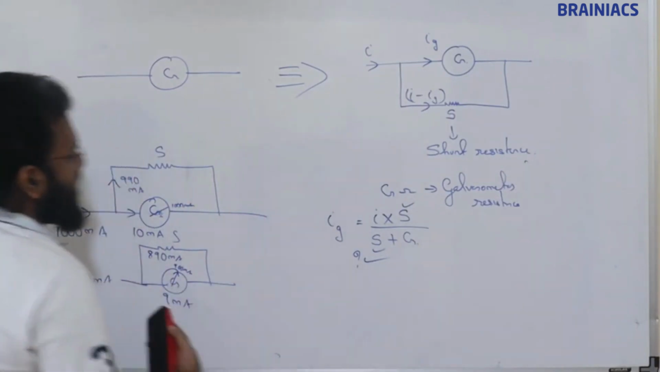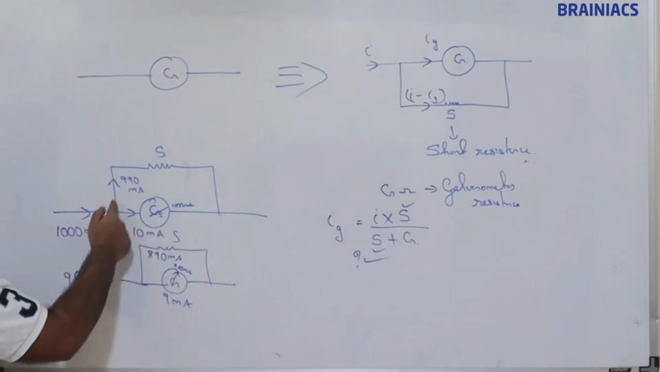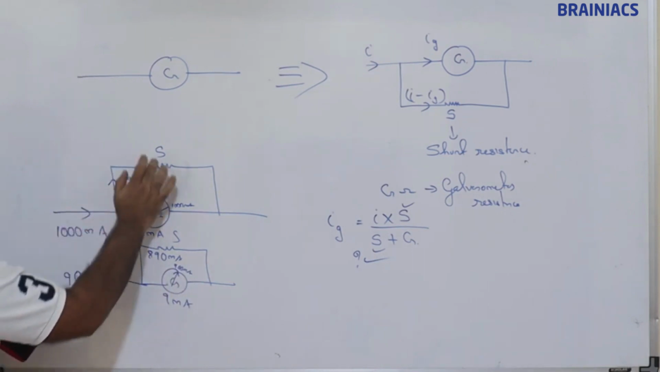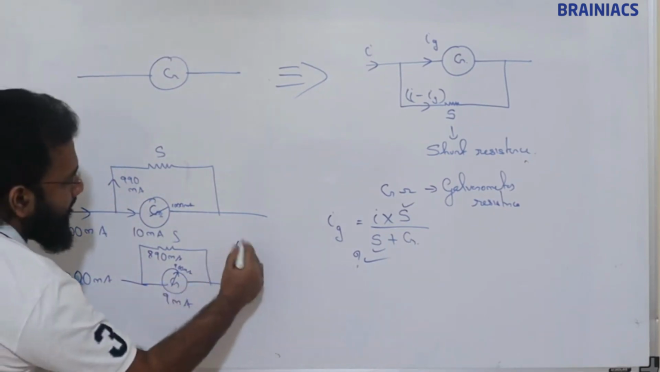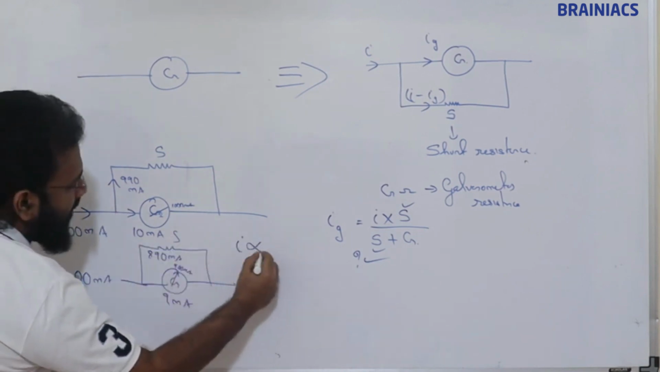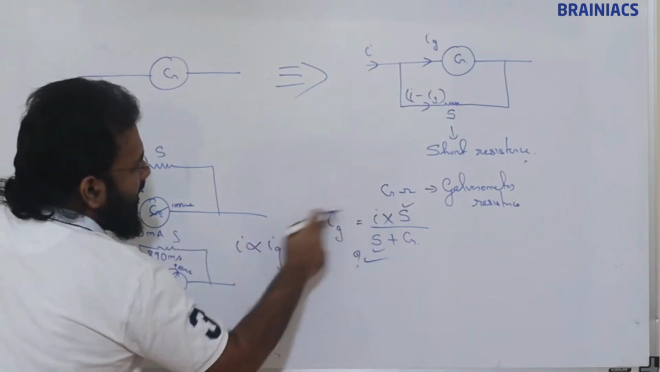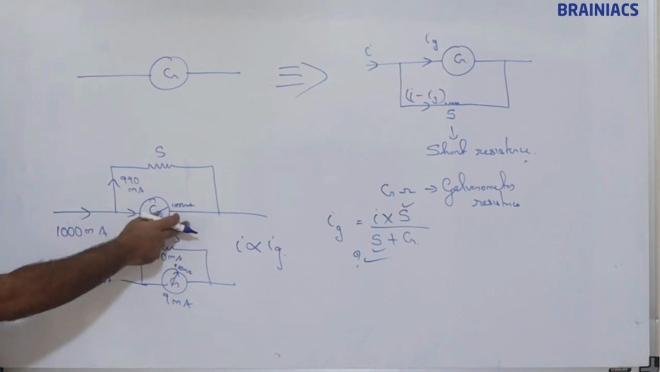We need to remember that the galvanometer current is nothing but the main current coming into this branch, divided by the total branch resistance. If we do that, we will get the galvanometer current. Or simply, the total current I is proportional to Ig here. Ig and I are directly proportional.